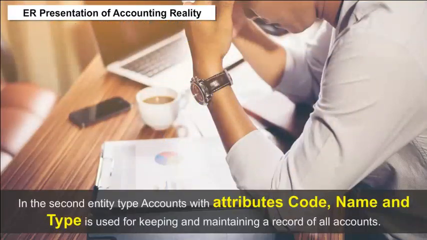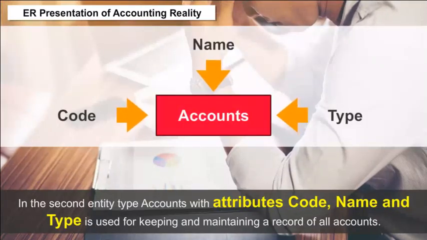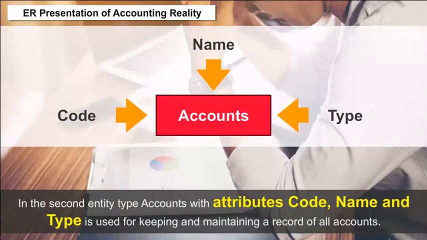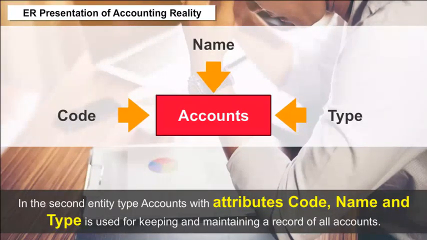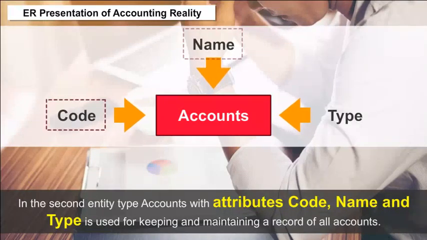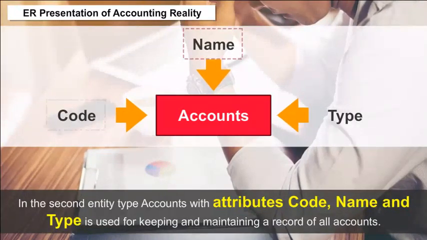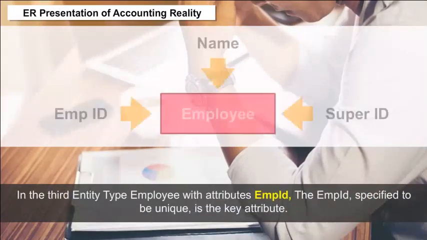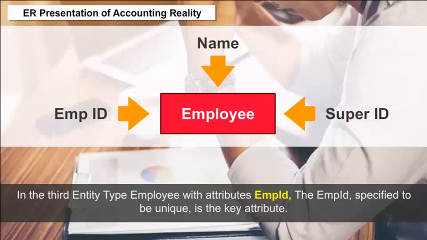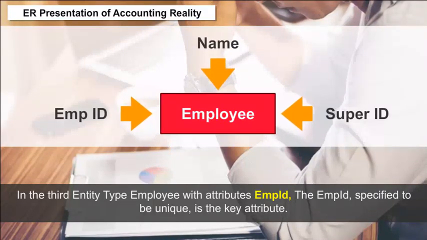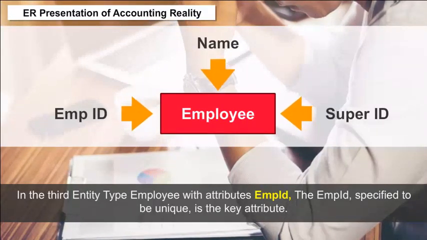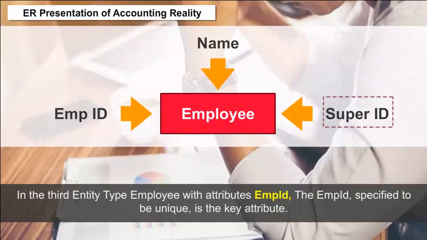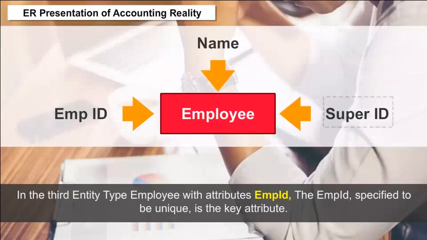The second entity type, accounts, with attributes code, name, and type, is used for keeping and maintaining a record of all accounts. Both code and name can be considered to be the key attributes because they are specified as unique. In the third entity type, employee, with attribute employee ID, the employee ID, specified to be unique, is the key attribute. Super ID indicates the employee ID of the controlling officer.